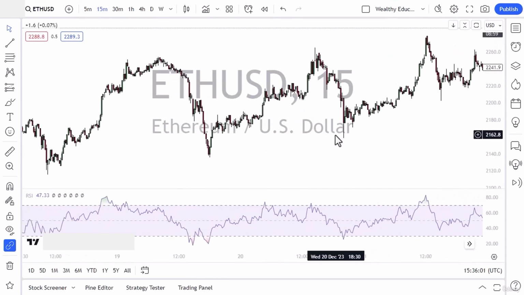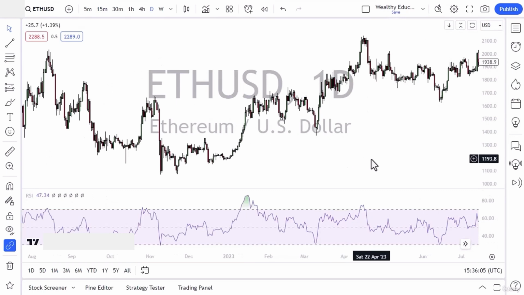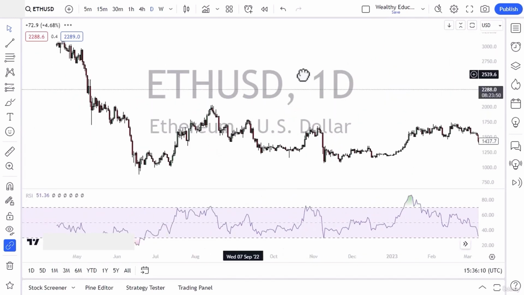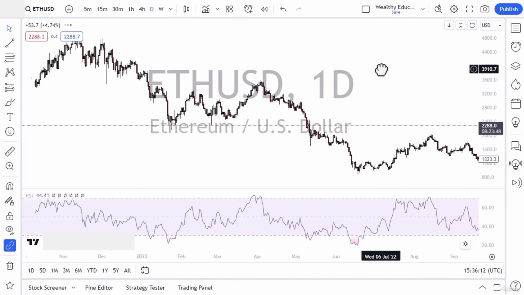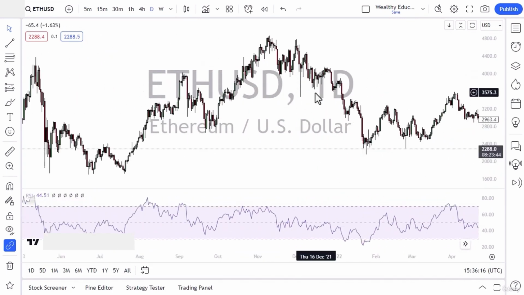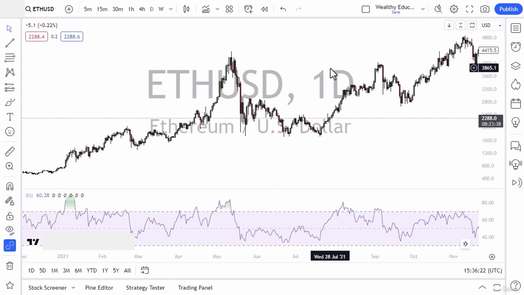So it's pretty straightforward. There is a condition known as divergence in RSI indicators. And basically, divergence would be when price is doing one thing and the oscillator or the indicator is doing something different.